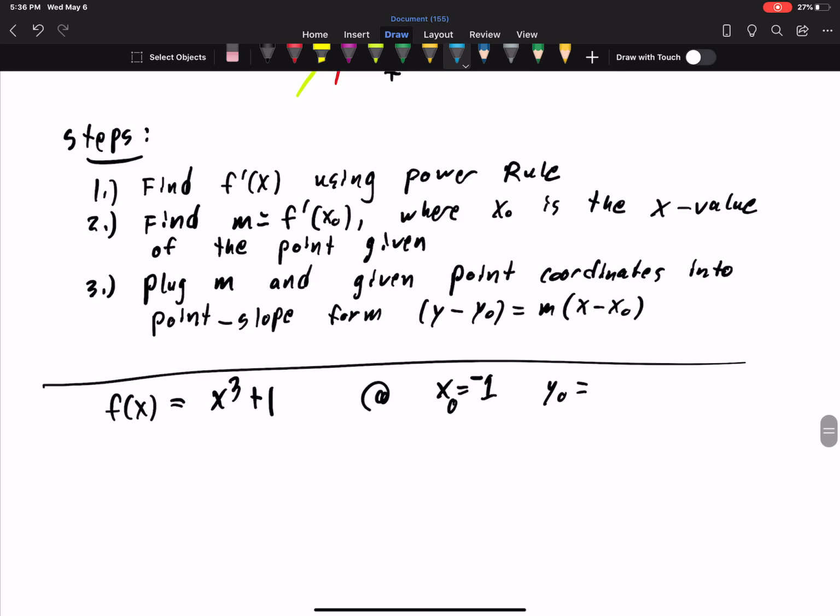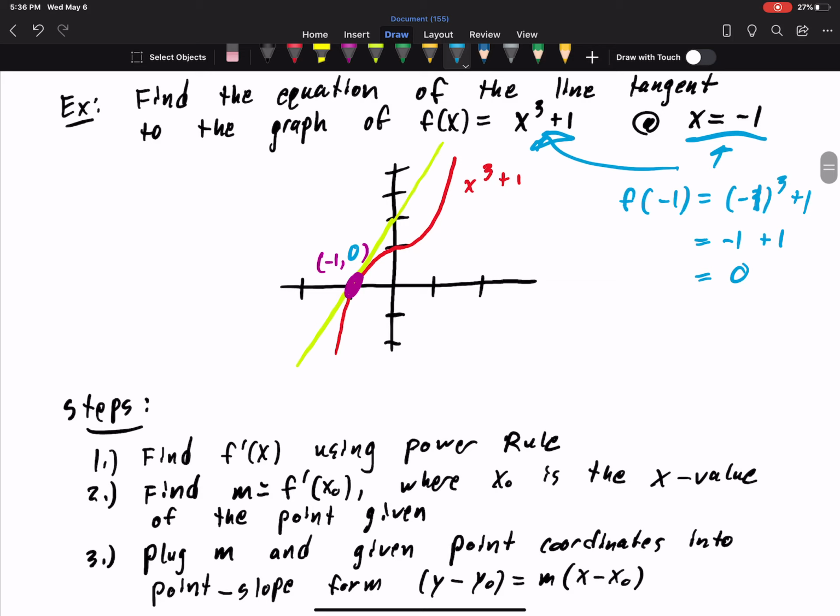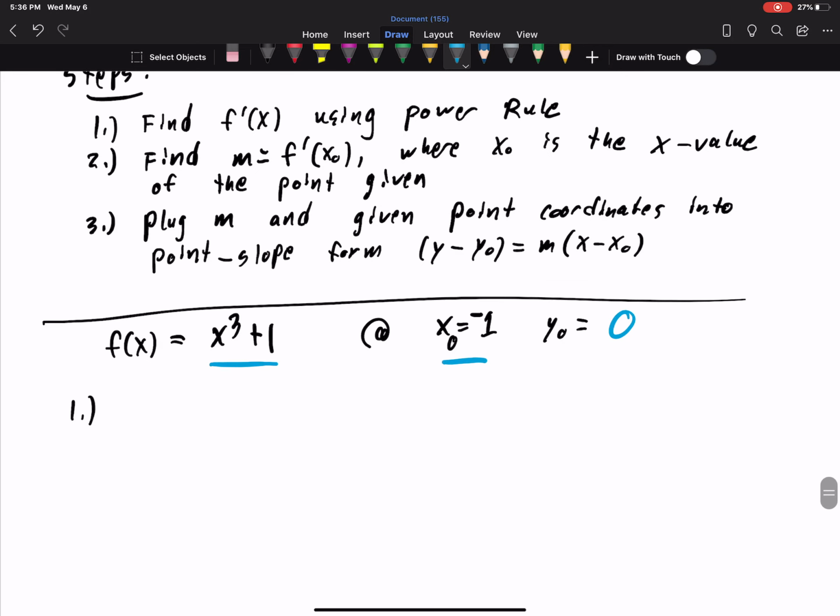So our first step is going to be to find f prime of x. But first, before we do that, notice here that I have my function given. I just rewrote it. I have x0 equal to minus 1. That was the point we were given. And now we have a y0 to go with it. That was the thing that we found above, namely this. So our y0 is 0.